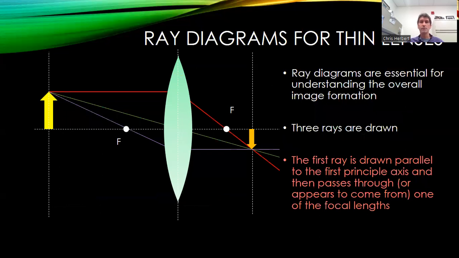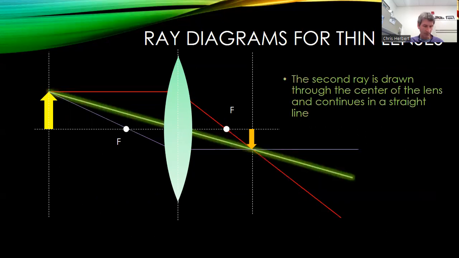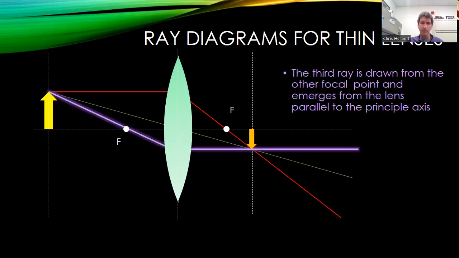Okay, let's do the ray diagram for a thin lens. The first ray is going to be drawn parallel to the principal axis. It's going to pass through the second focal point, and that's going to be this red line right here. So you see it starts out parallel, then it passes through the focus. The second ray is going to, as we said before, go right through the optical axis. It's going to cross through the center of the lens, and it's not going to change direction at all. The last ray passes through the front focus and then becomes parallel.